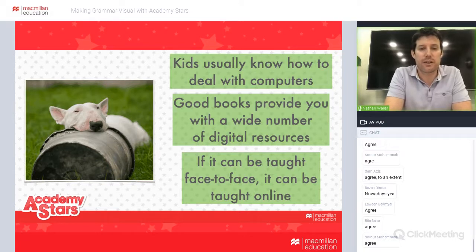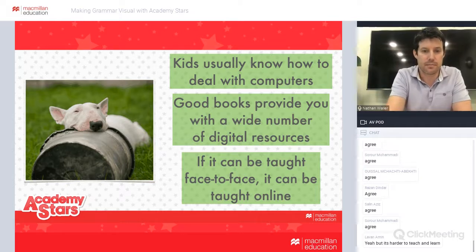The third statement: if it can be taught face-to-face, it can be taught online. Yeah, I don't see why not. You'd probably be hard pushed to find something that you can teach face-to-face that you cannot do online in some capacity or another. It is harder to teach and learn. It definitely changes the landscape. We will look at some of those things as well.